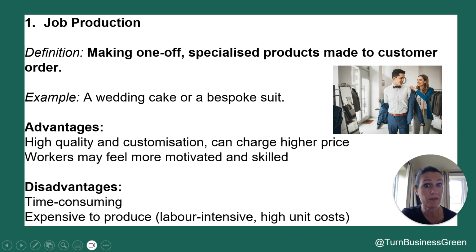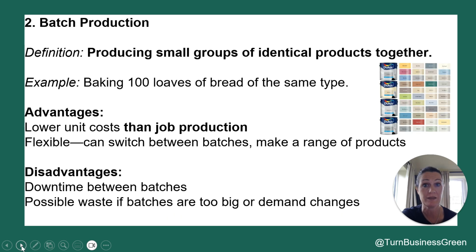The disadvantages, however, are it's time consuming, it takes a long time to make one-off bespoke products, and your labour is all going into making that one product for that one customer. So it makes it very expensive to produce. It's very labour intensive and it therefore costs a lot to make. And you will need to reflect that in your selling price. So, the main advantages of job production are very high quality products made to customers' requirements. Disadvantages: takes a lot of time and it can be really expensive.